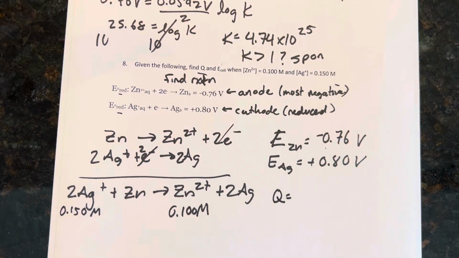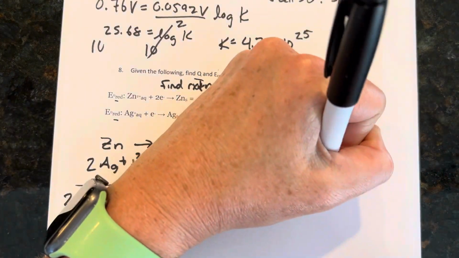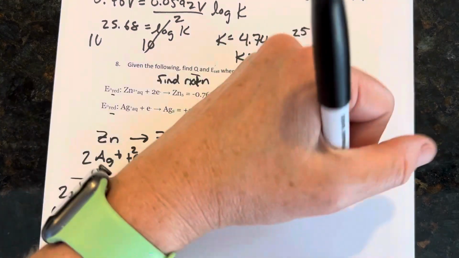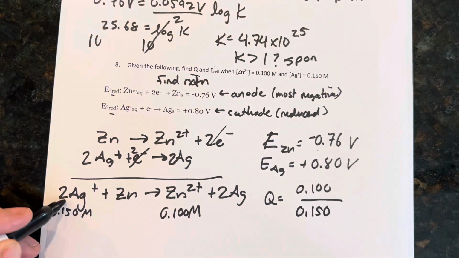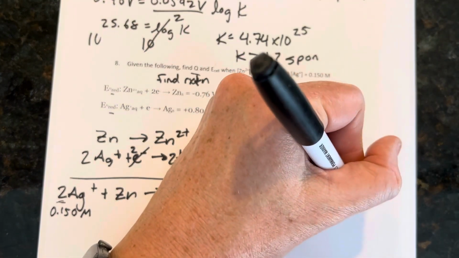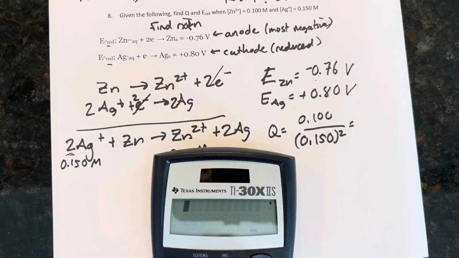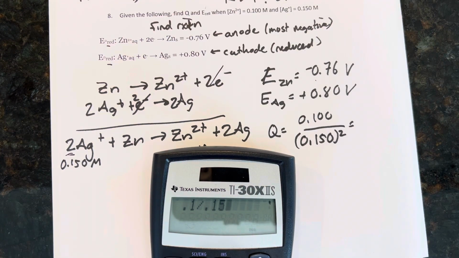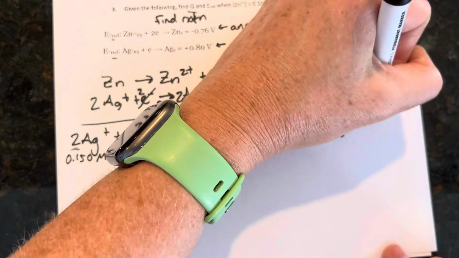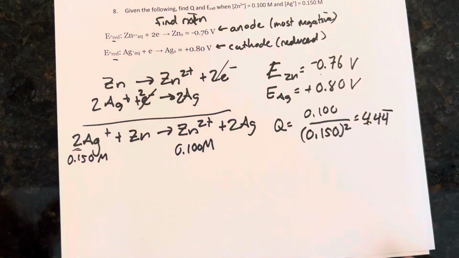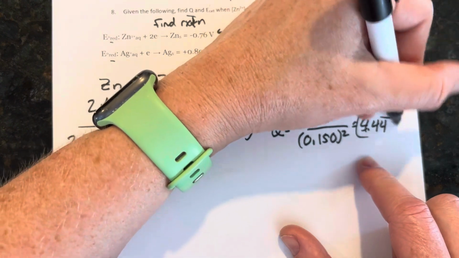And so when we go to find Q, Q is going to equal our products over our reactants. Solids are excluded from that. So we just have 0.100, which would be our zinc, divided by our reactants, 0.150, but because there's a 2 there, this is going to be squared. All right, so our Q, we get 4.44. And that's our answer for A. It asked us to find the Q, and that's our Q.